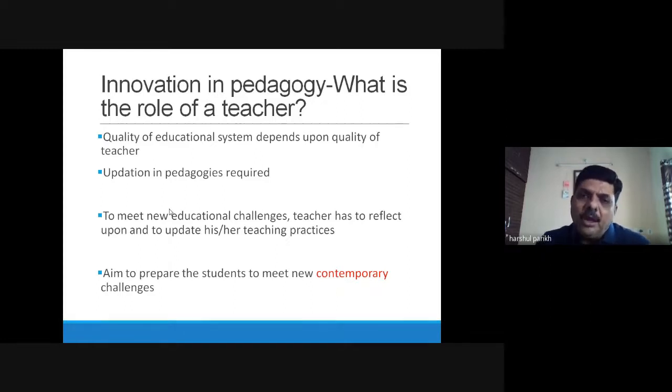We have to implement such a method which is aimed to prepare the student to meet new contemporary challenges. What is contemporary? Contemporary means the challenges students face in their work after getting graduation. So we have to employ such methods so that students are able to face these new challenges.